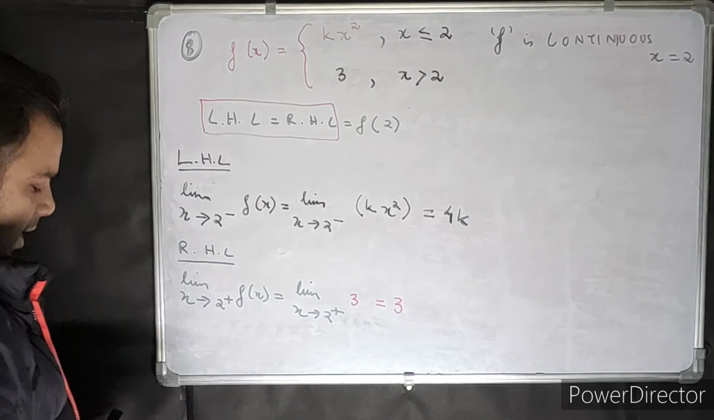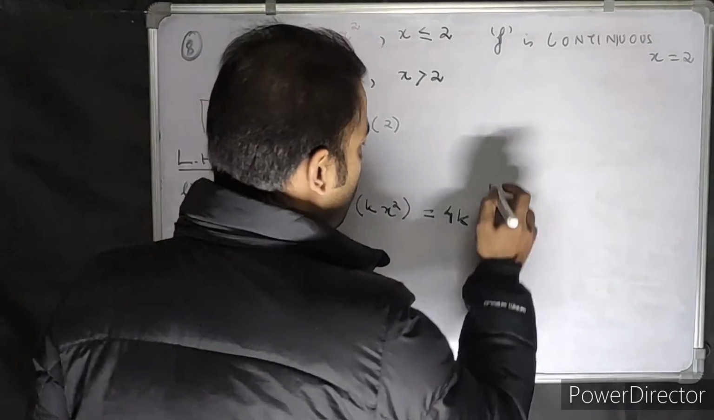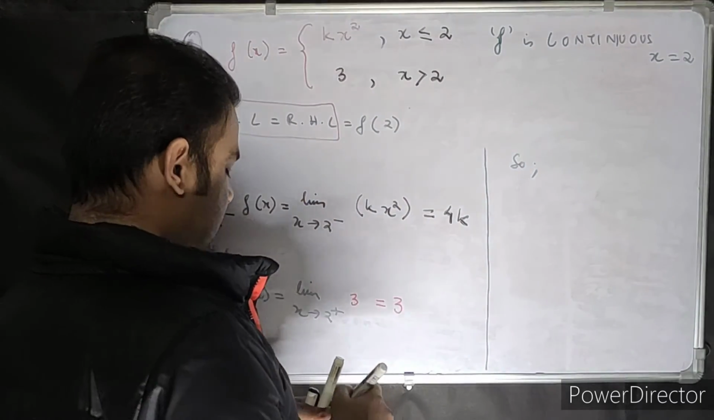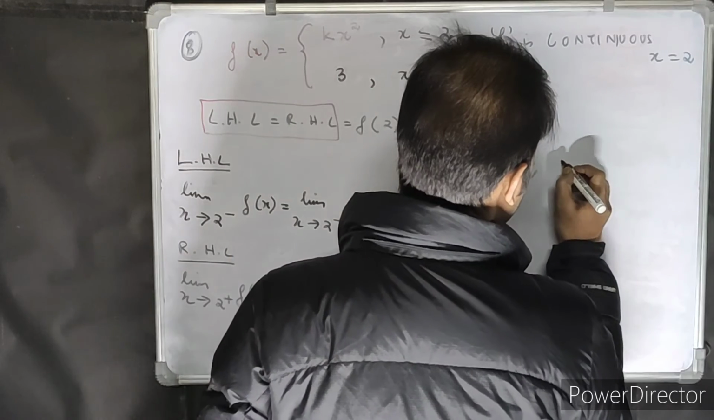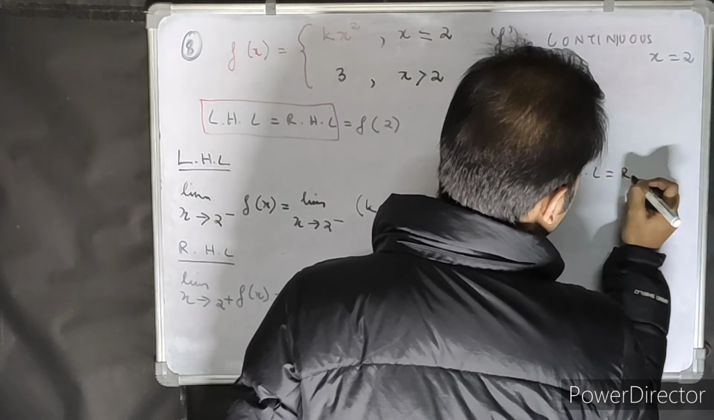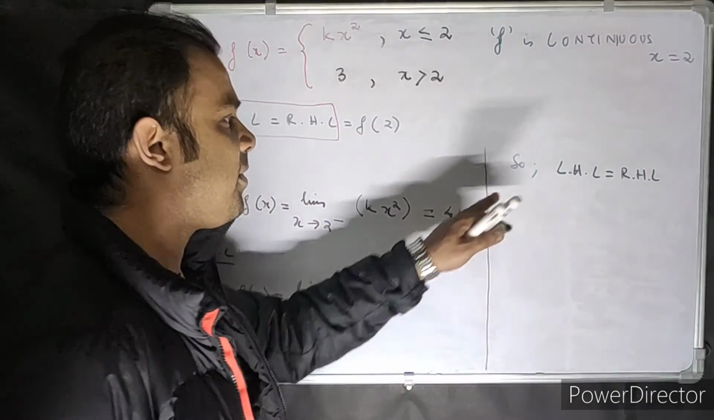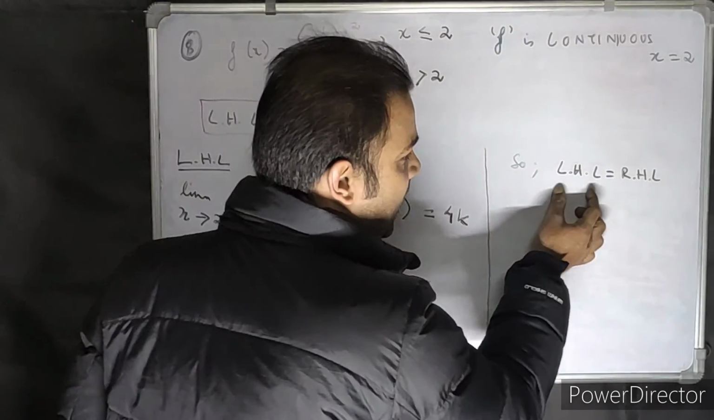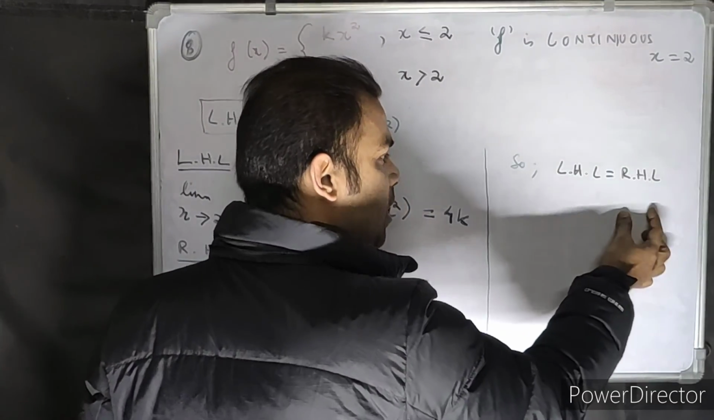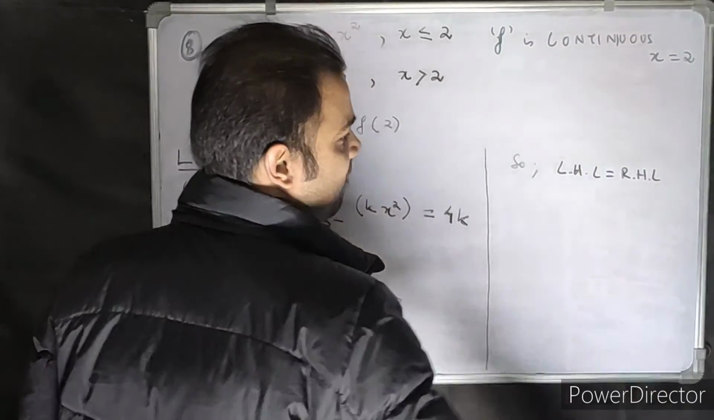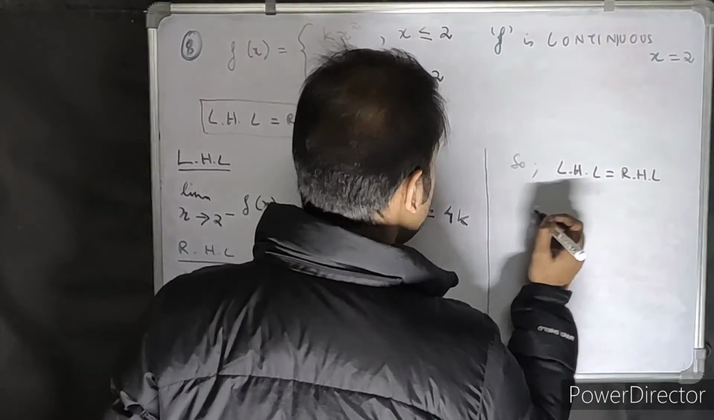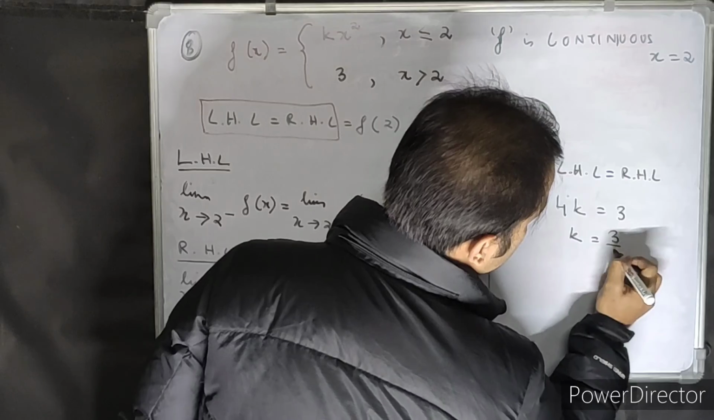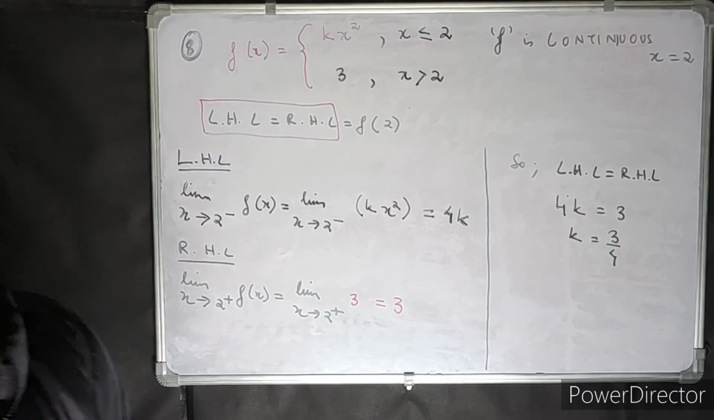Okay, these two things are equal to each other, LHL equal to RHL, so write it. Since the function is continuous, limit of x tends to 2 negative f of x equal to limit of x tends to 2 positive f of x. Don't write LHL, write the limit. So what is the LHL? This is 4k and this is 3, hence k is equal to 3 by 4. So that's your answer for question number 8.